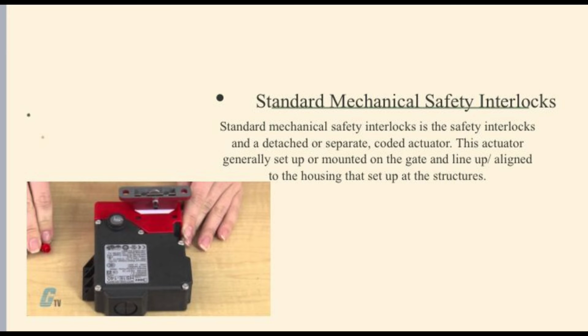The third one is the standard mechanical safety interlock. Standard mechanical safety interlock is a safety interlock with a detached or separate coded actuator. This actuator is generally set up or mounted on the gate and lined up or aligned to the housing that is set up at the structures.